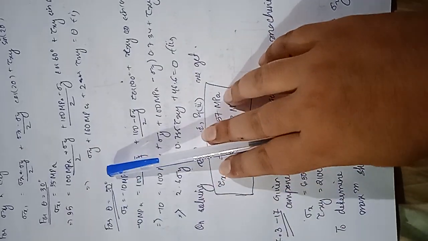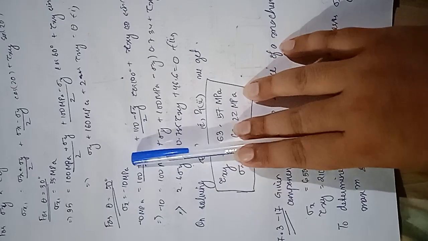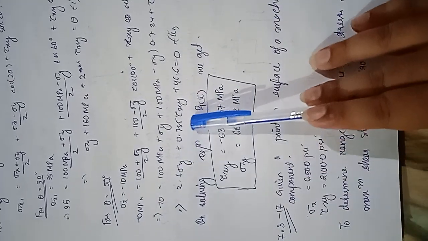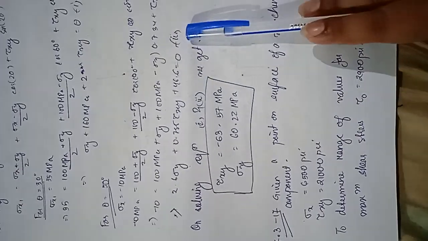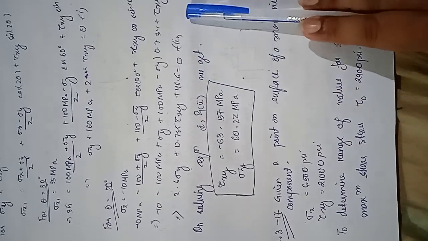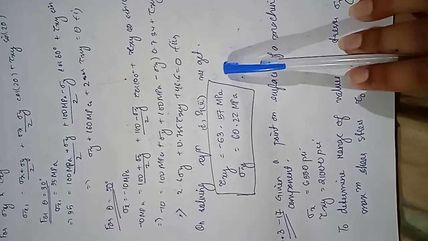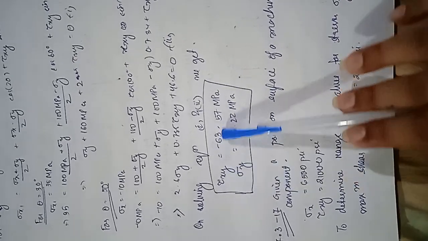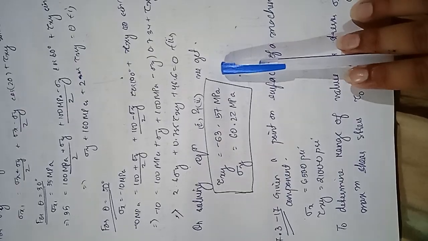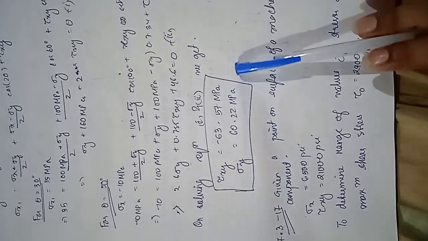Now similarly for theta equal to 50 degrees, sigma x1 is equal to minus 10 MPa, and putting that into the equation we get 2.6 sigma y plus 1.755 tau xy plus 46.6 is equal to 0, which is equation 2. Solving equations 1 and 2, we get tau xy is equal to minus 63.57 MPa, and sigma y is equal to 60.22 MPa.